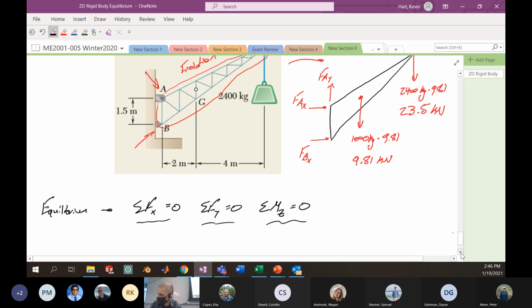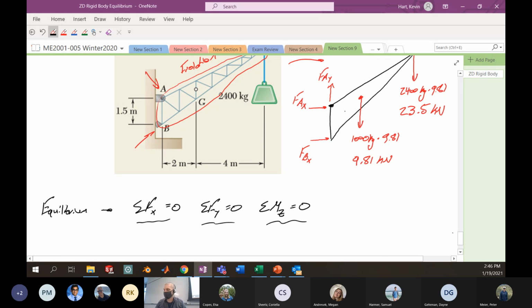So we could start with any of these equations, but let's start with the moments. And you can pick any point on the structure to sum your moments equal to 0. Doesn't really matter where you select to do this. So let's go with point A.